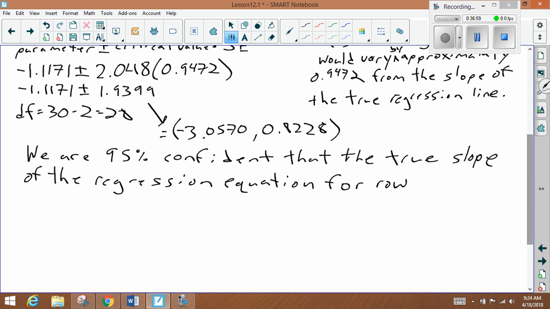Do I want to say versus? I don't want to say versus. So, instead of for, we could say relating. That would be a good word to use here as well.